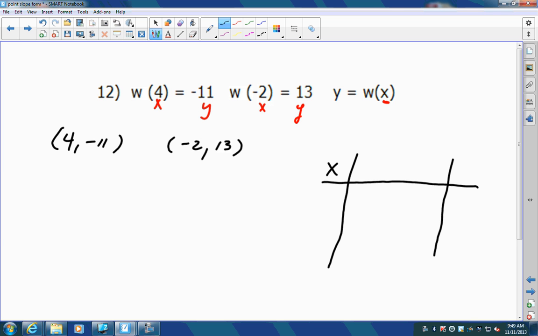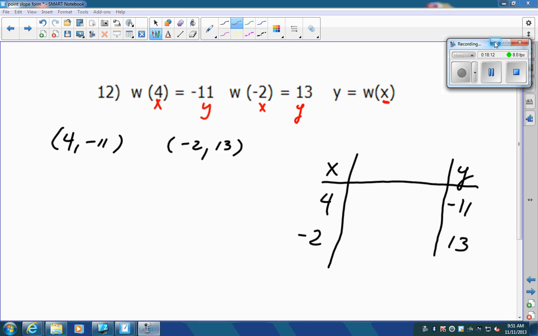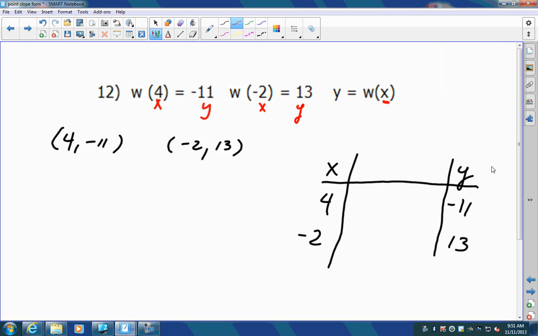Put your points in there, and a little crooked. 4, -11, and -2, 13. Please find the equation of the line containing these 2 points. So to find this one, delta Y, the change in Y. Oh, what is that? That is 24. Delta X, -6. Delta Y over delta X, 24 over -6 gives me -4. That's my slope.